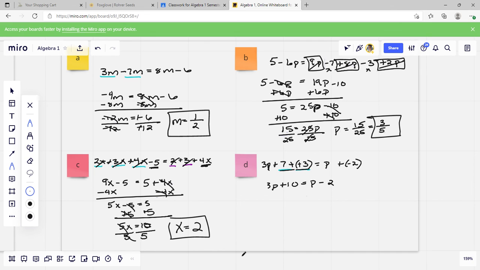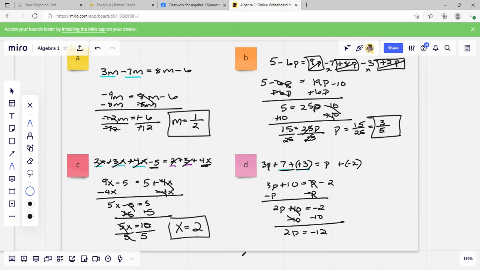Alright, and then if I subtract that, I'm going to have 2p plus 10 equals negative 2, because these canceled. Oh, I see what I did. I had a 12 there instead of a 2 for some reason. Alright, and then I'm going to do minus 10. And that means 2p equals negative 12.